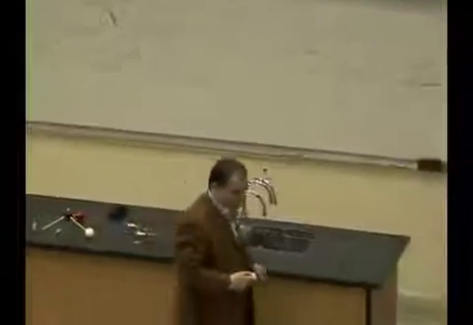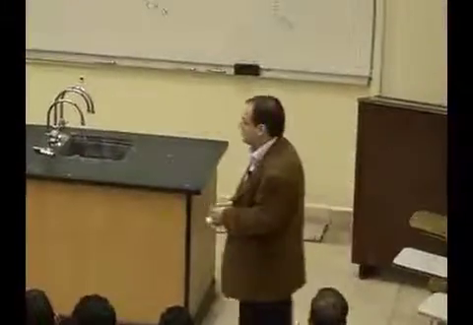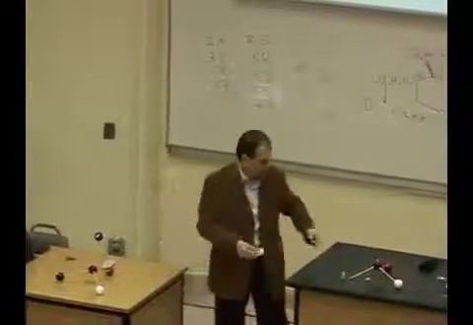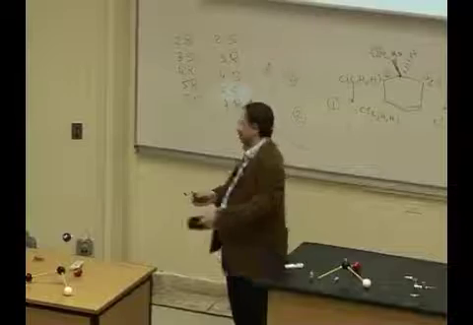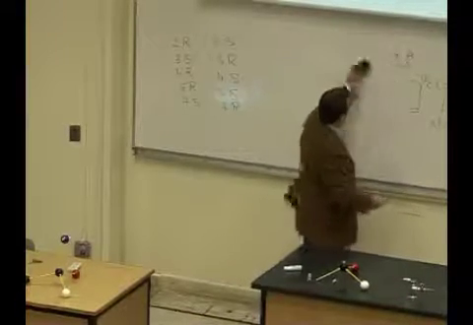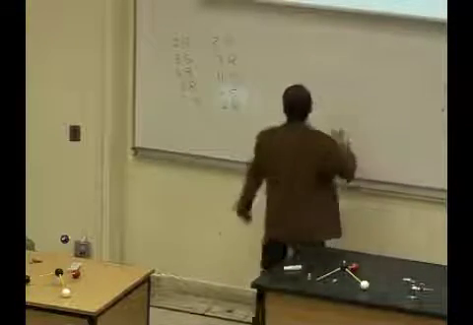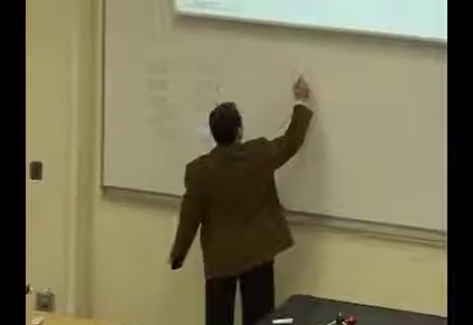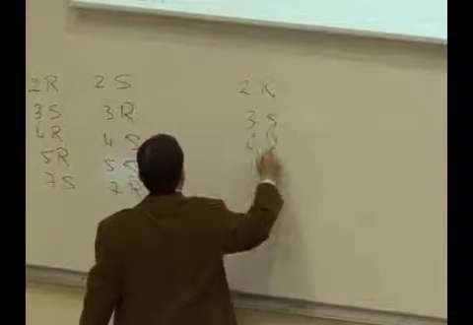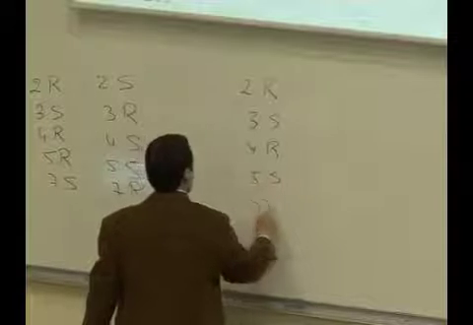The diastereomers are stereoisomers that are not enantiomers, which means that at least one chiral center is not a mirror image. So let's generate a diastereomer here. So let's say I have 2R, 3S, 4R, 5S, 7R.